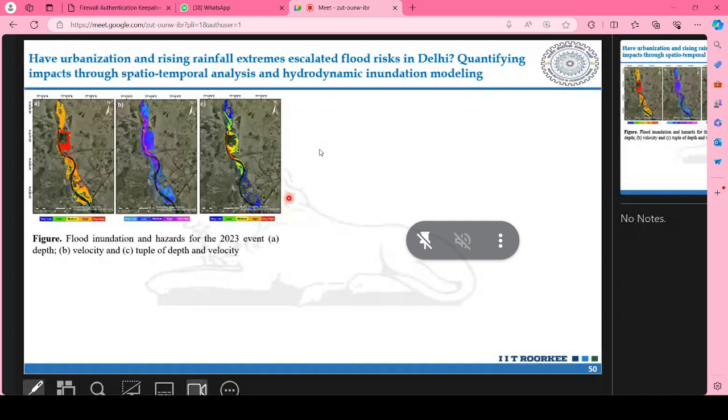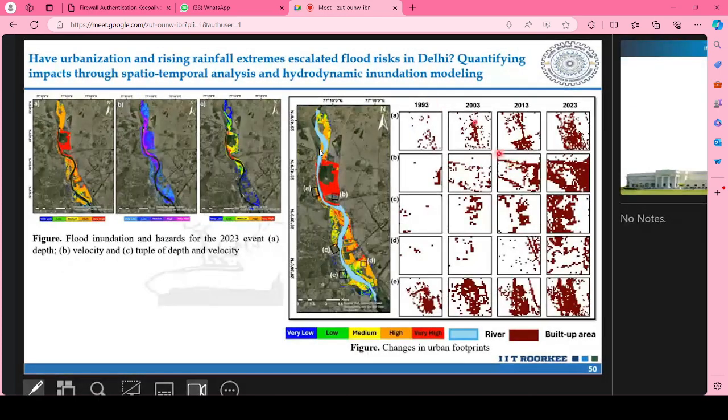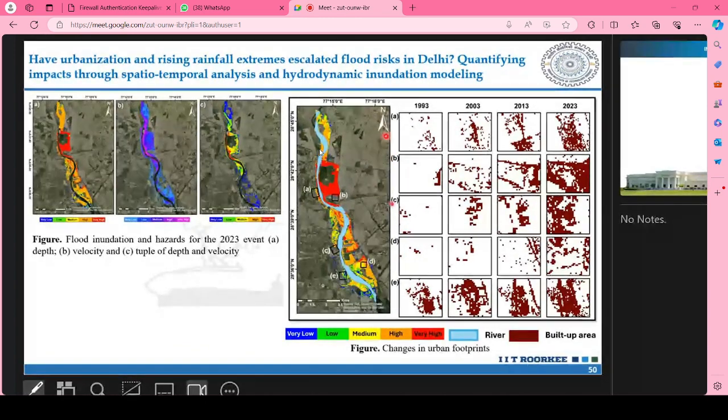We also modeled the 2023 flood event, and we had to contact a lot of organizations to get the data. Fortunately, we could create a satisfactory flood inundation map, and this is the final picture where you can see the 2023 flood event for Delhi.